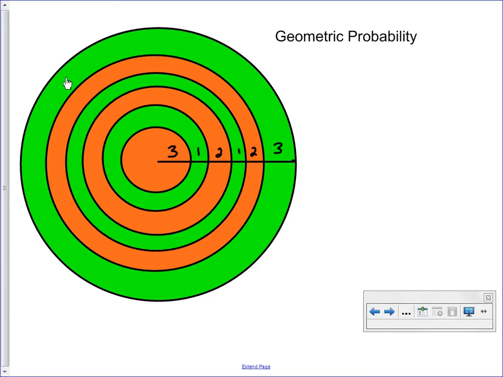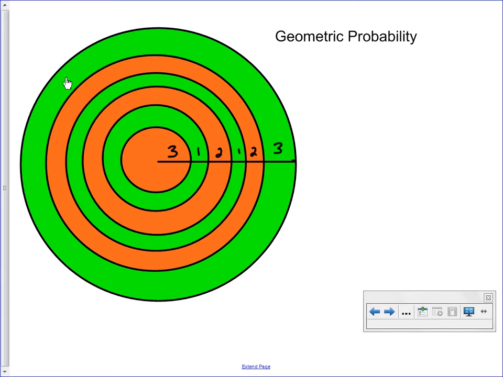So the probability of me hitting the circle. What's the chance that you hit your forehead on the board? You might want to move over a little bit because I'm not very good at this.